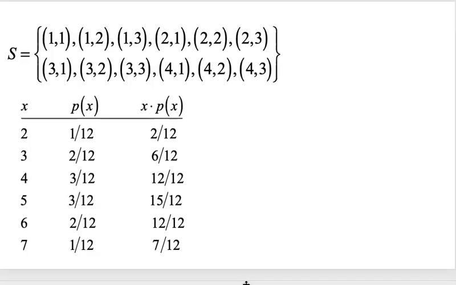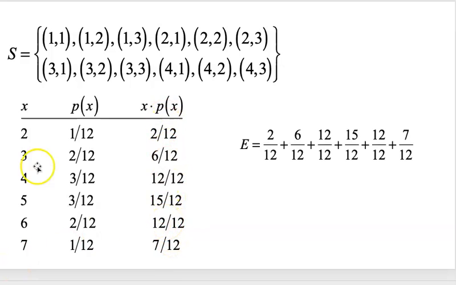What is our expected value? We're going to add all of these together. Add the numbers in the x times p column. So 2 twelfths plus 6 twelfths plus 12 twelfths plus 15 twelfths plus 12 twelfths plus 7 twelfths. And what do we get? We get 54 twelfths, which I could divide top and bottom by 6 to reduce that fraction. And what do I get? I get 9 halves, or 4 1/2.